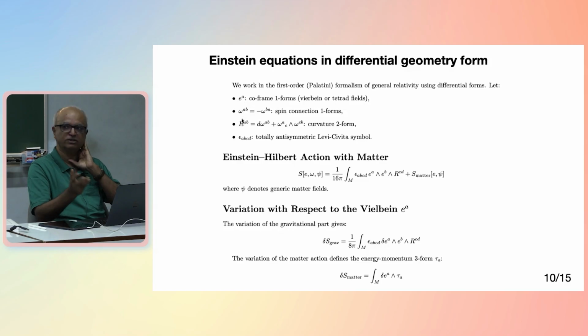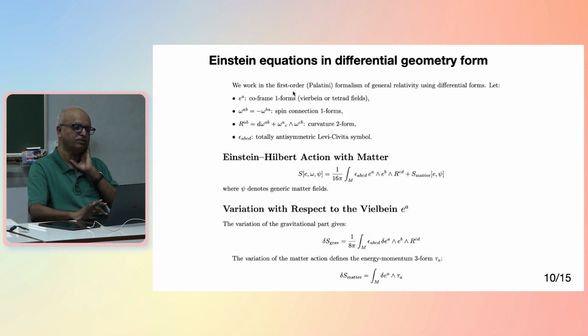So as I said, one of you had asked, we either call them connection 1 forms or spin connection 1 form, 6 of them in 4D, antisymmetric. This is the curvature 2 form, and this is the totally antisymmetric Levi-Civita symbol, which has unit tensor basically. The Einstein-Hilbert action is a function.